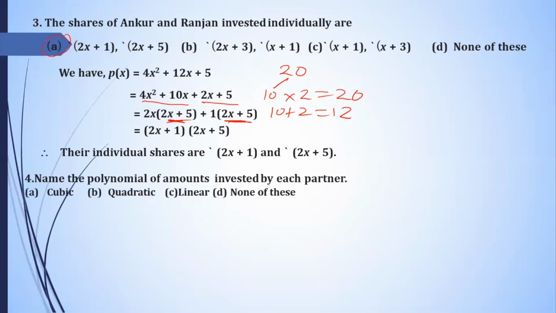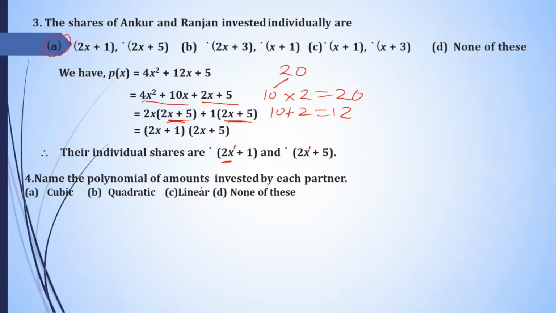The next question comes: name the polynomial of amounts invested by each partner. So what type of polynomials are these? The polynomials with degree 1 are called linear polynomials. Now this is 2x plus 1, and the power of x is 1, and the power of x is also 1 here for both of these.